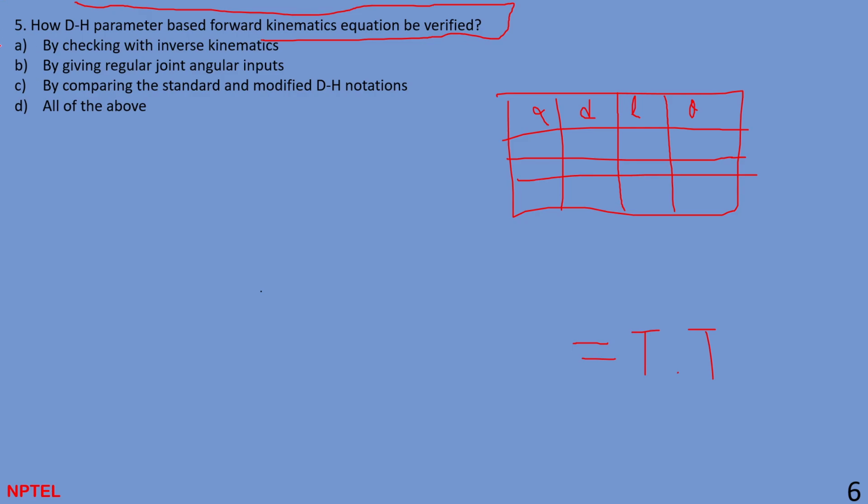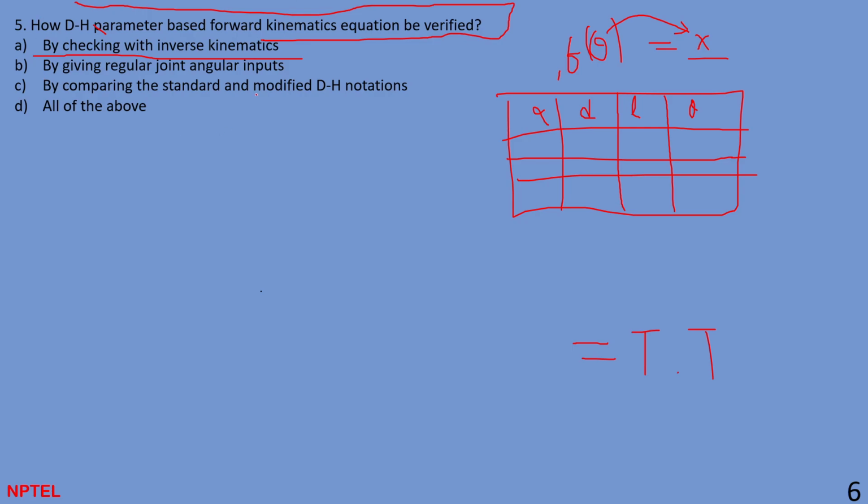There are options. One is checking with inverse kinematics, right? For the DH parameters, you already know alpha, D, and L, and forward kinematics means you know theta, and based on this F, your transformation, you will get X, which is something like Cartesian space. So going from joint space to Cartesian, that is what forward kinematics is. So for checking with inverse kinematics, in order to do that, you need to know X.